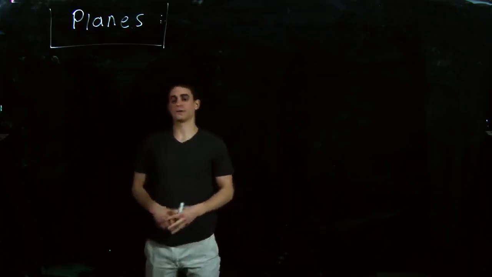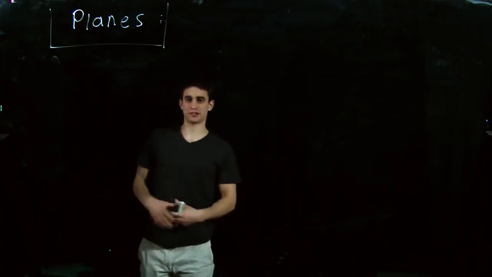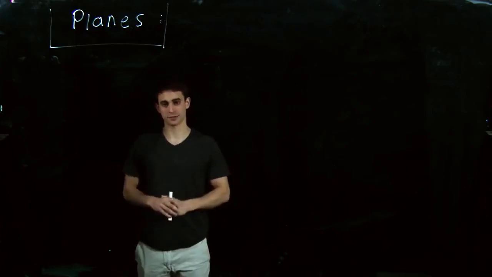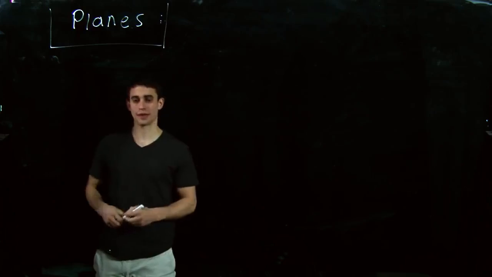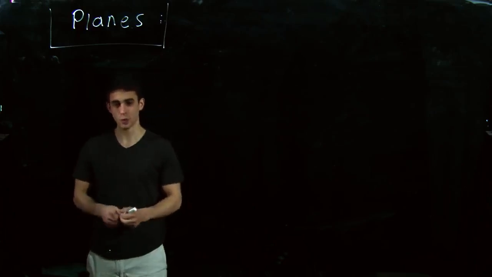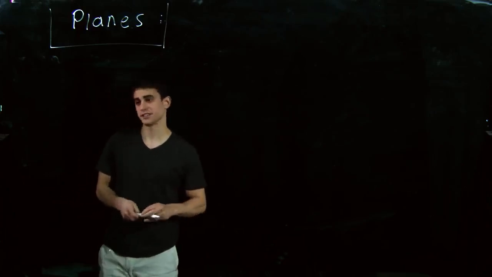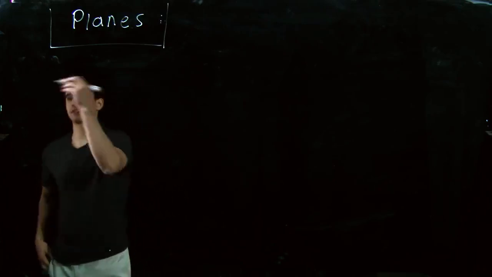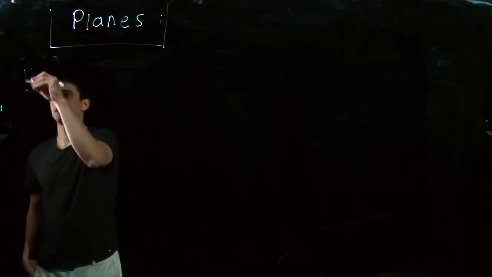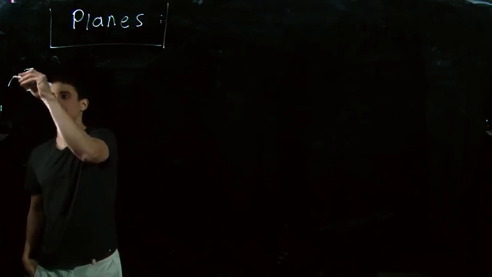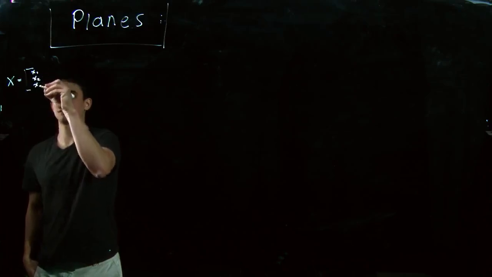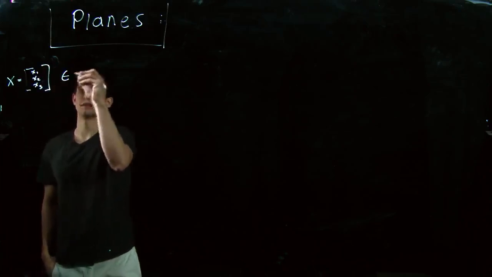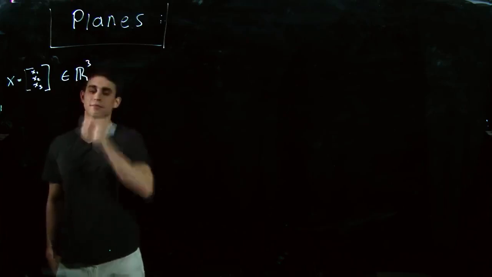Hi, in this short video we will be talking about planes and other low-dimensional subspaces of higher n-dimensional space. In this class we will commonly be working with n-dimensional spaces, where points are described in n dimensions. For example, we can have a vector x, which is equal to, let's say in three-dimensional space, x1, x2, x3. And we denote this as living in R3.